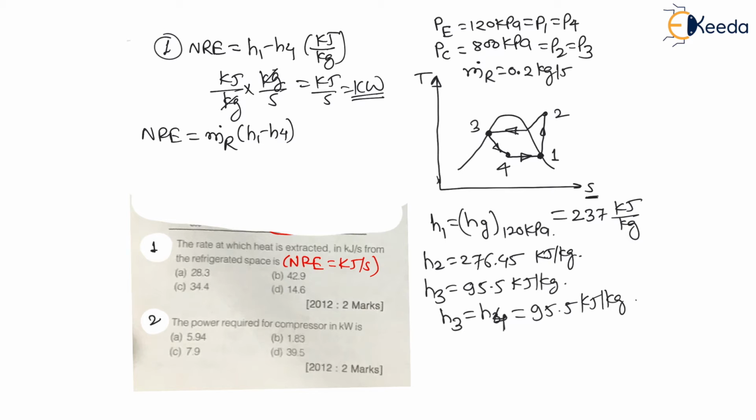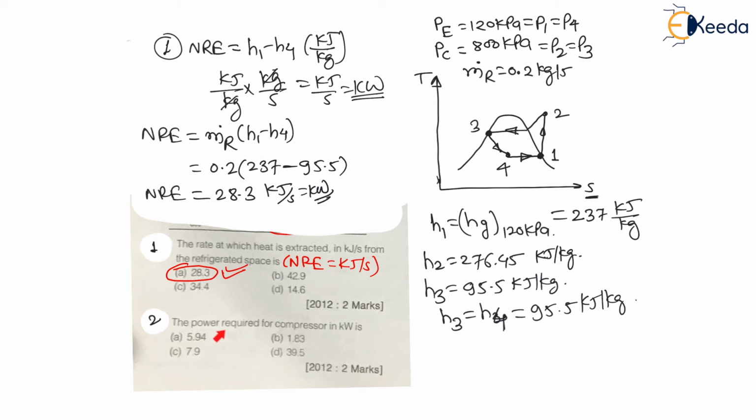So let us find this net refrigerating effect. Therefore, mass flow rate is given 0.2, H1 is 237, and H4 is 95.5. Right. If I find the net refrigerating effect, the answer will be 28.3 kilojoule per second, which is nothing but kilowatt. Therefore, it is 28.3. Therefore, look at the options. If I look at the options, I think option A is 28.3, which is the correct choice. Therefore, option A is the correct choice for the first question.